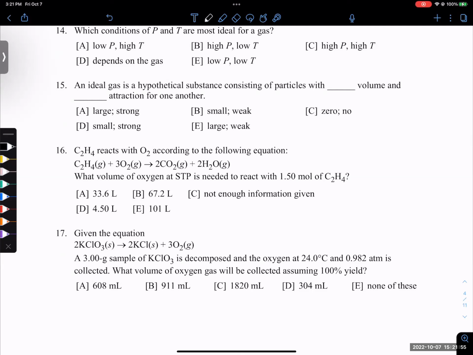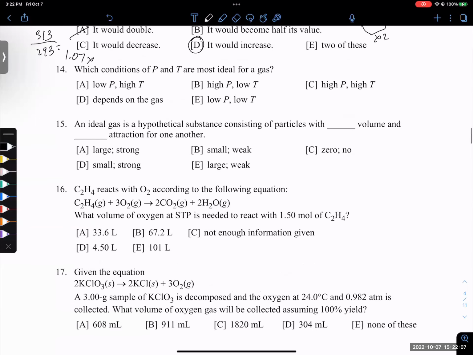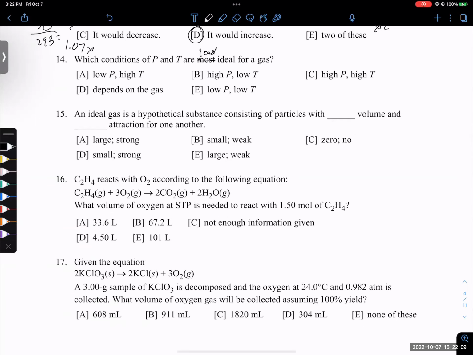All right, so 14. What conditions of pressure and temperature are most ideal for a gas? Well, first of all, let's switch up the question. What conditions of P and T are least ideal for a gas? When does a gas start to deviate from ideal behavior?